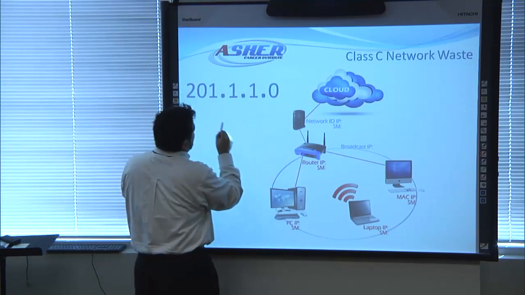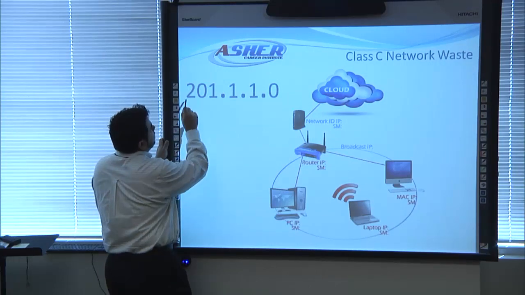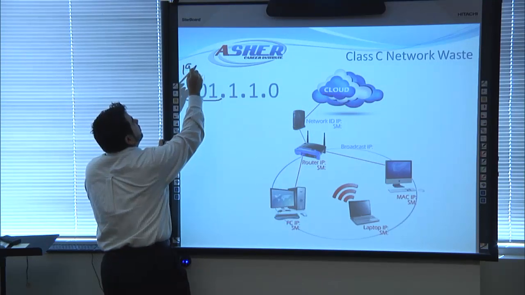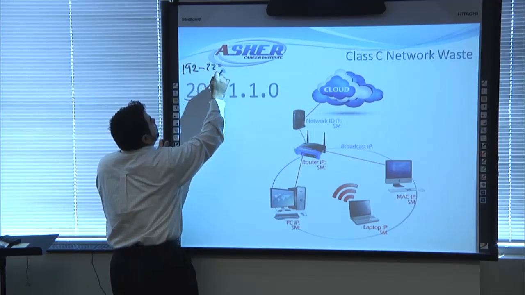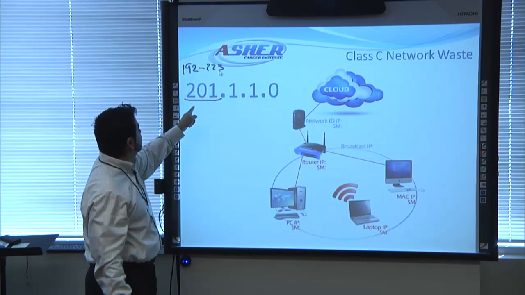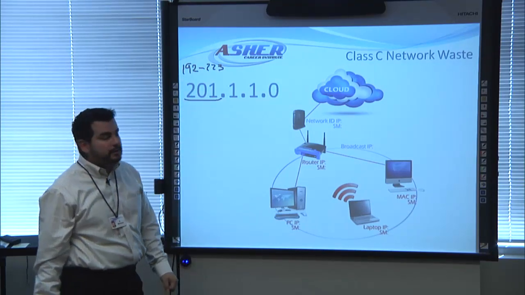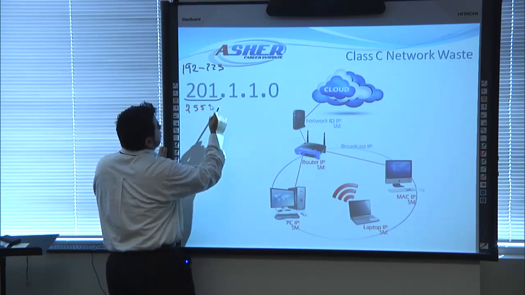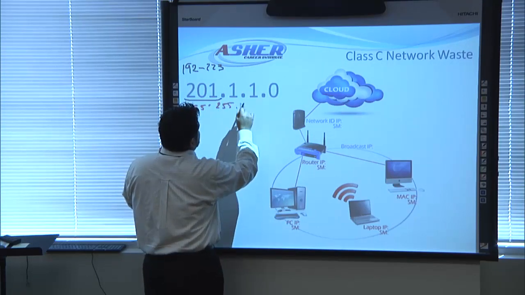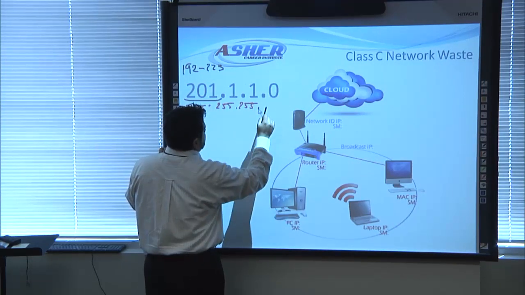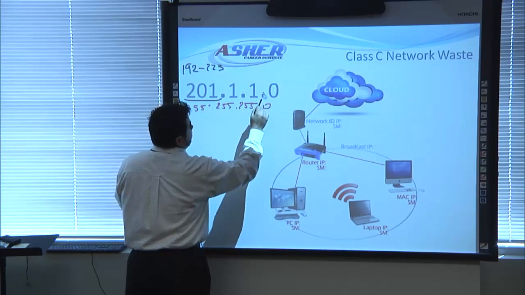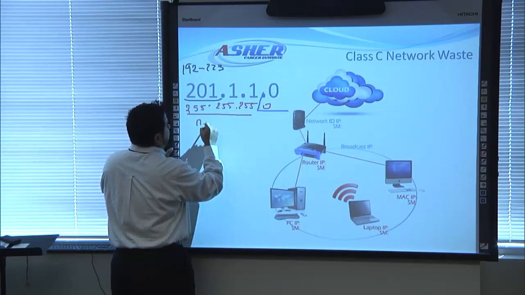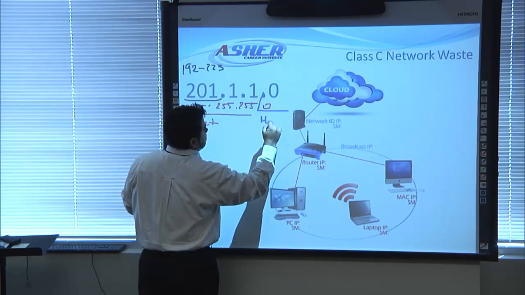It's 201.1.1, and how do we know that this is a class C IP address? Because 201 is in the range of 192 to 223. That's right. Because it's in that range, we know that this is a class C IP address, which means it has a subnet mask of what? 255.255.255.0. Now, what does that 0 mean? This is the host, so this is all the network, right? This is network, and this is host.